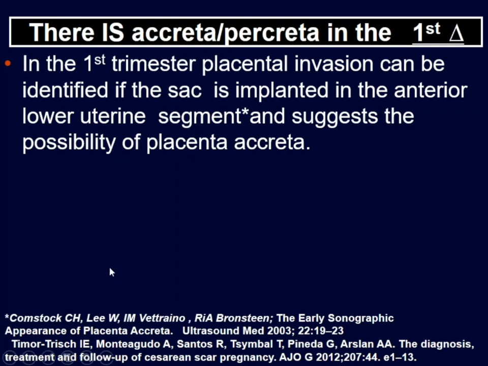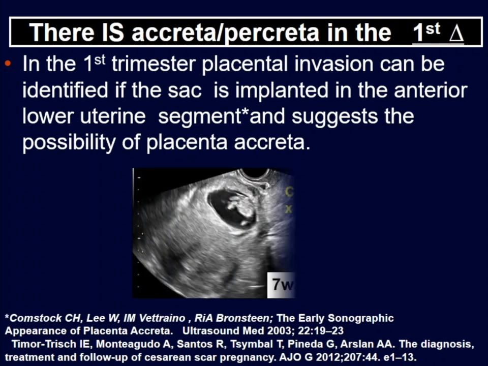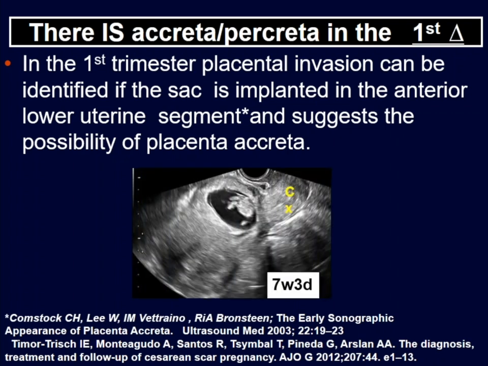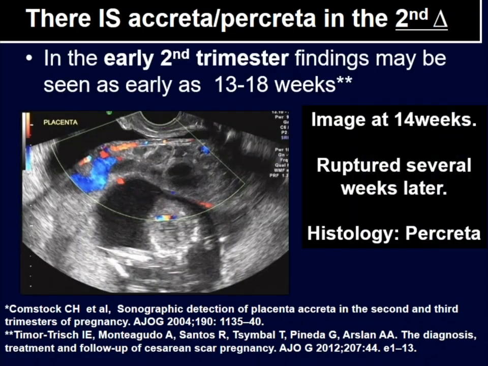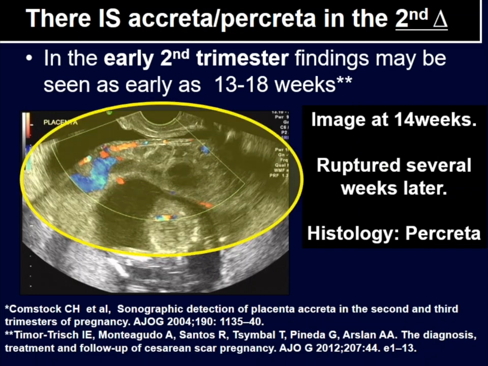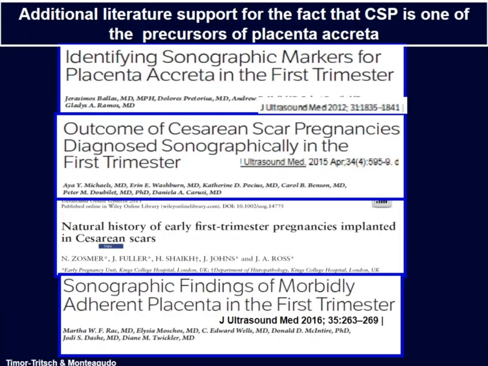And it suggests that possibility of placenta accreta. You can see that in this picture of a 7-week, 3-day scar pregnancy. The second question is, is there an accreta and percreta in the second trimester? In the early second trimester, findings may be seen as early as 13 to 18 weeks. Here is a case that was imaged at 14 weeks. It ruptured several weeks later, and the histology was percreta. The patient, of course, lost the uterus.